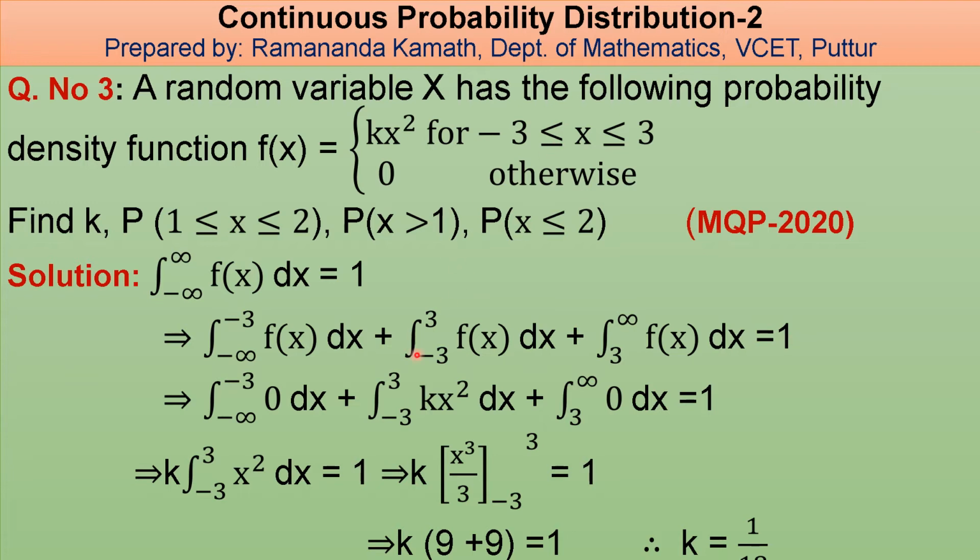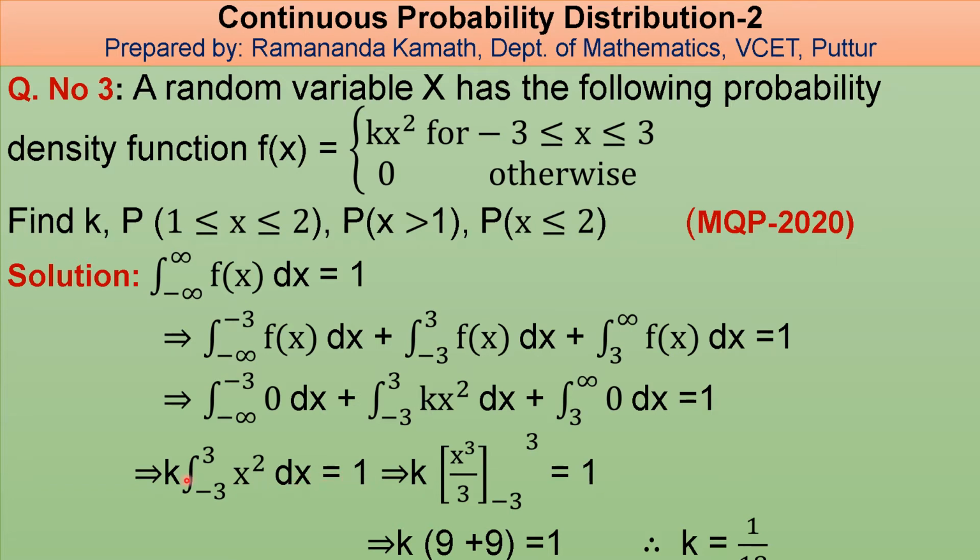Among these three integrals, if you see the second integral from -3 to +3, in that integral the integrand f of x can be replaced by kx square. And in the remaining two integrals, the integrand f of x will be zero. So the first and third integrals will be zero. The remaining integral is integral from -3 to +3 kx square dx, which will be equal to 1. In this integral, k can be kept outside the integral sign. So k into integral from -3 to +3 x square dx will be equal to 1.